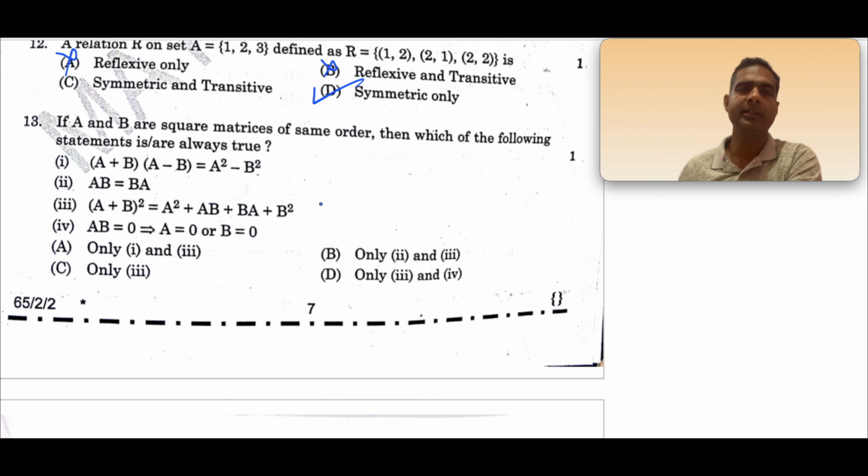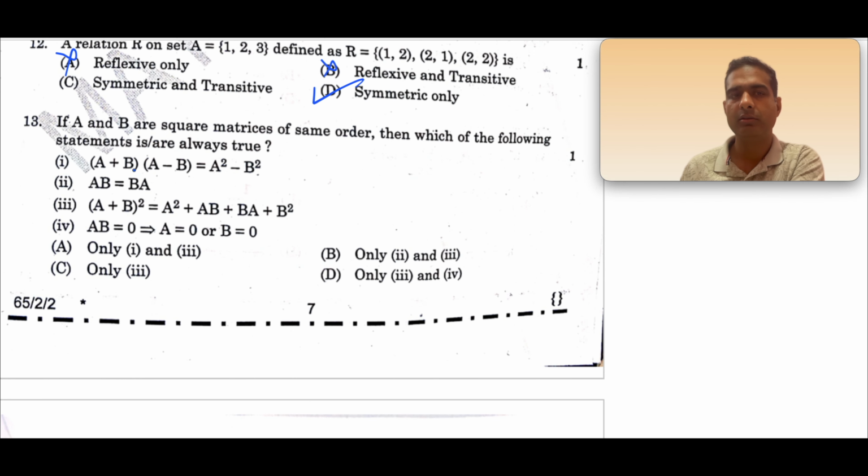Now question number 13 is based on matrices. If A and B are square matrices of the same order, then which of the following statements is always true? A plus B into A minus B is equal to A square minus B square. So logically it seems correct because in real numbers this relation is valid.